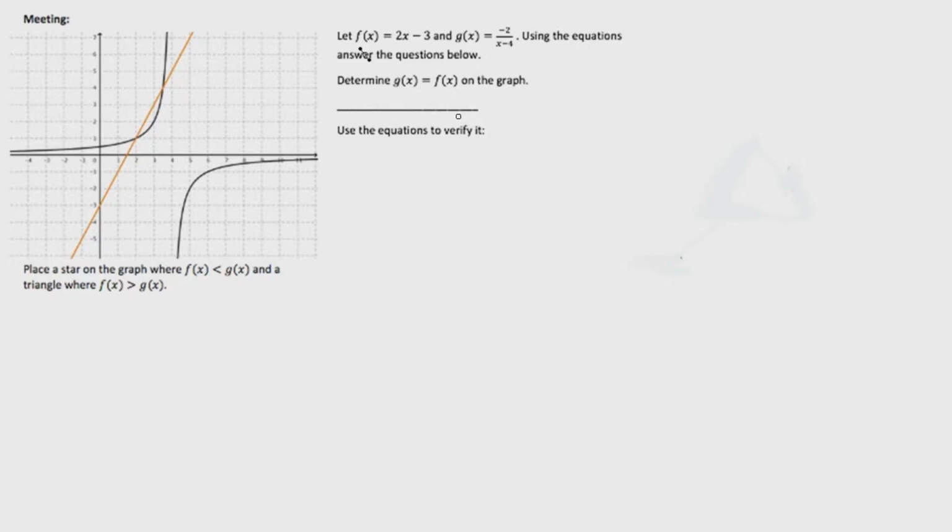Okay, my friends, we're going to get into a little bit of a harder problem now. We've basically got this meeting problem where we want to find when these two equations intersect with each other. Let f of x equals 2x minus 3 and g of x. Use the equations to answer the following questions. Determine where g of x equals f of x on the graph. We want to basically find where on the graph they're equal.